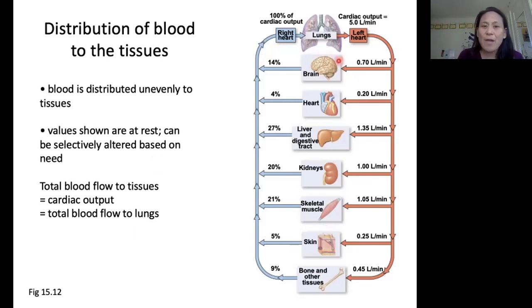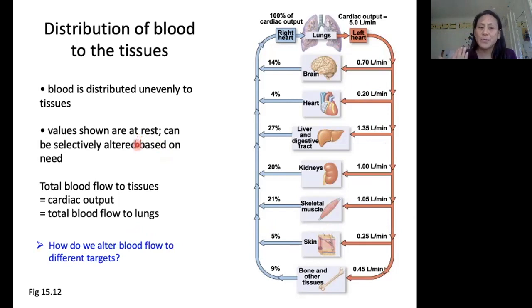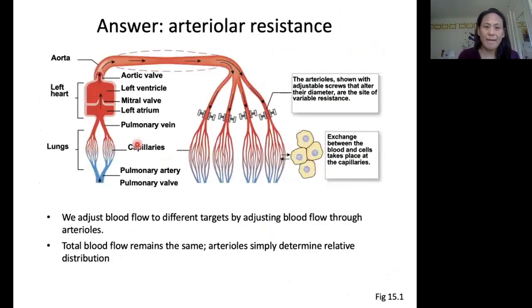Okay, so I just talked about the fact that we direct different amounts of blood to different targets in our bodies. But now I want to address the question of how we do that. How do we alter the blood flow to the different targets, especially given that this is a dynamic process, that we change this from moment to moment based on our need? The answer to that question is arteriolar resistance.